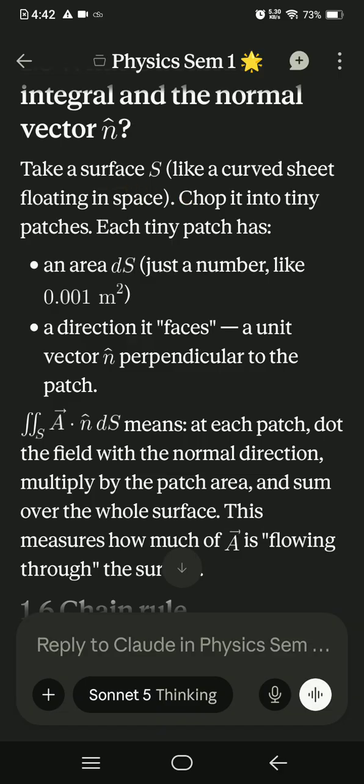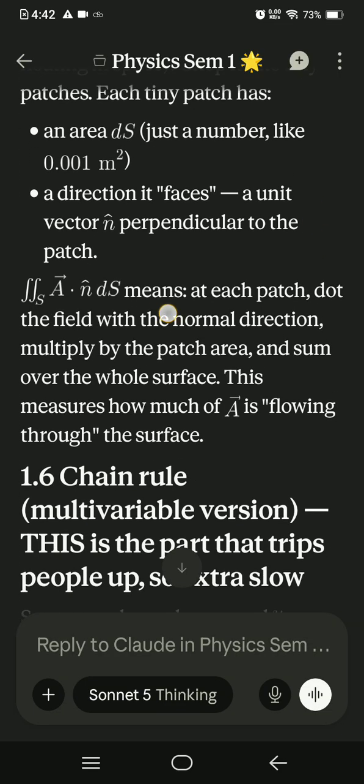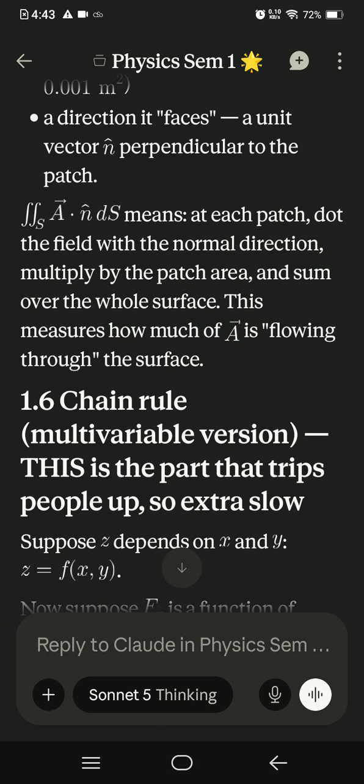So we have a surface. That surface itself is area, no? This means that at each patch dS, we dot the field with the normal direction. This A is the field with the normal direction, multiplied by the patch area, then summed over the whole surface. This measures how much A is flowing through the surface. Okay, vector field flowing through surface.